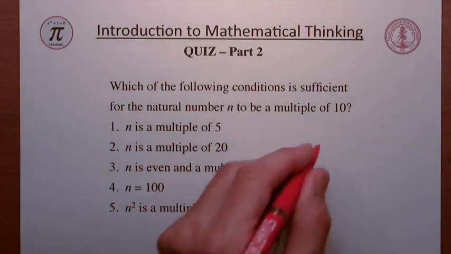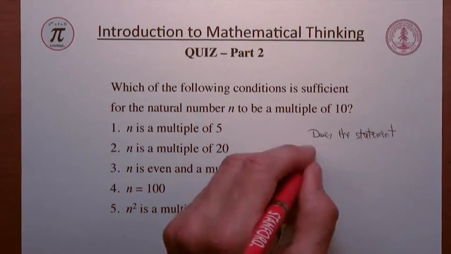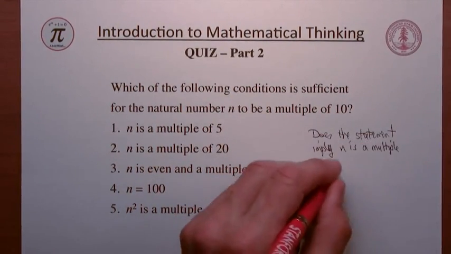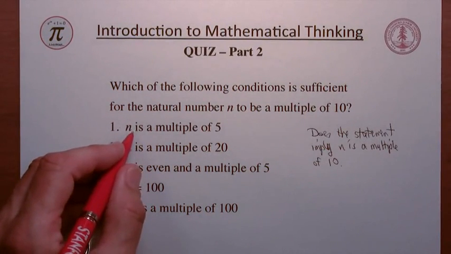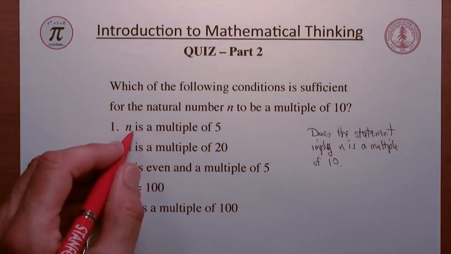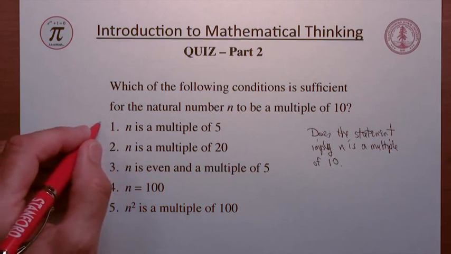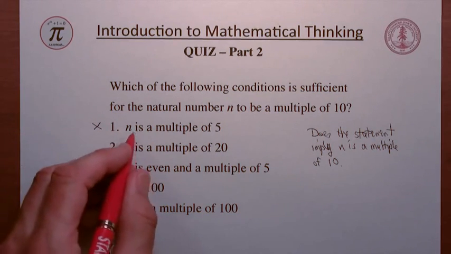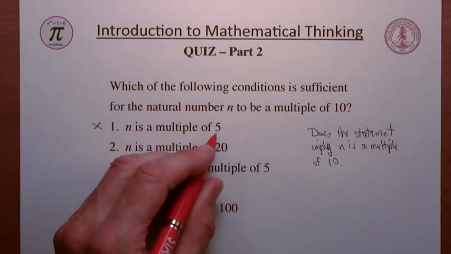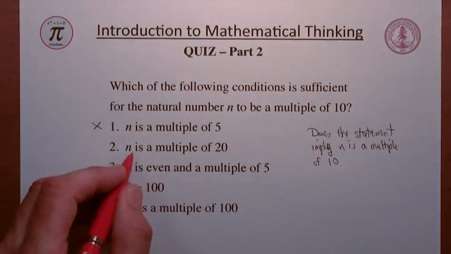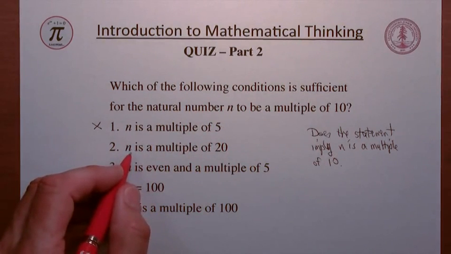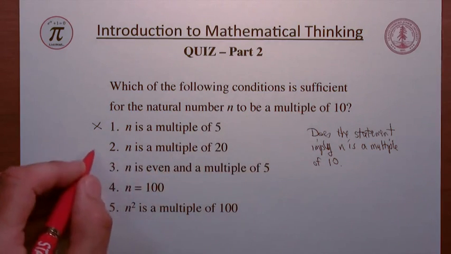Well, this time we have to ask the question, does the statement imply n is a multiple of 10? Okay, well, does this statement imply that n is a multiple of 10? No, it doesn't. 5 is itself a multiple of 5, but 5 is not a multiple of 10. Look at number 2. Is it the case that if n is a multiple of 20, then it has to be a multiple of 10? Does this imply that? The answer is yes.